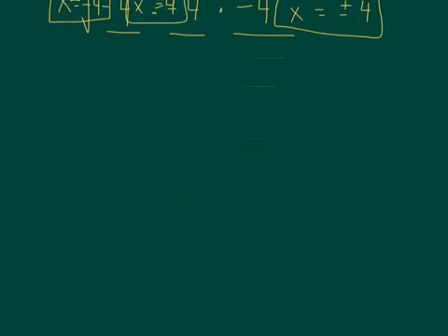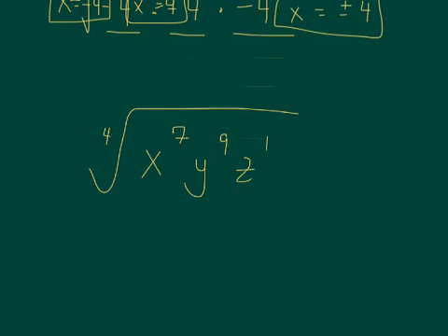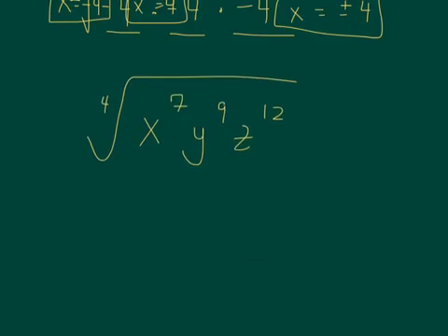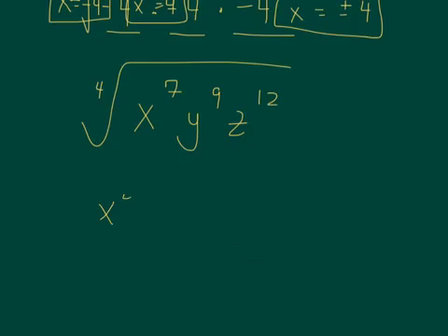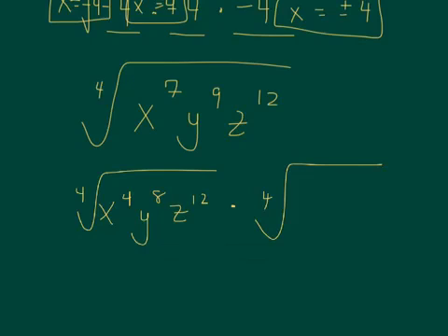What if we had the fourth root of x to the 7th, y to the 9th, z to the 12th? You got this one for us? Go for it. So you would separate it to x to the 4th, y to the 8th, and z to the 12th. And then just x to the 3rd, y to the 1st left over.